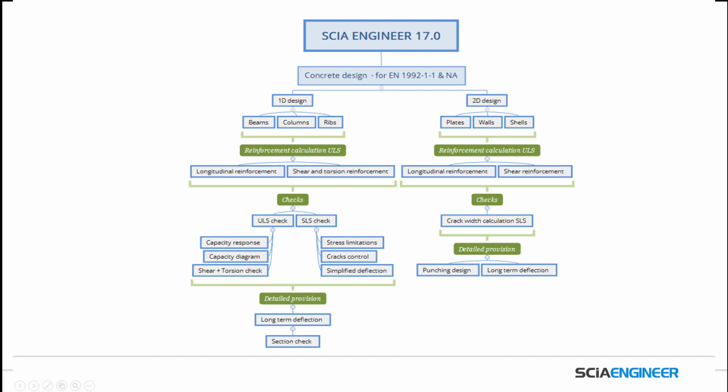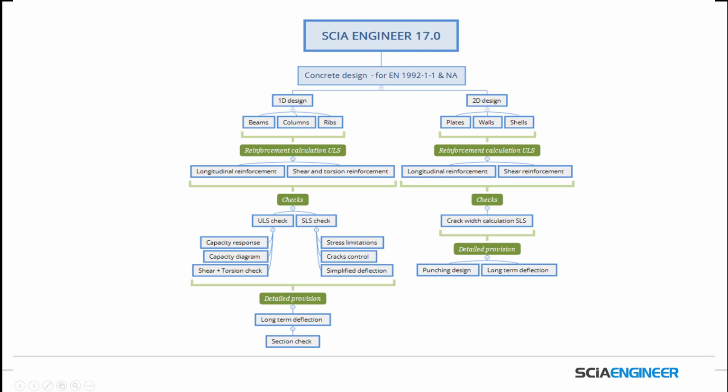Then we have a check for the shear and torsion. For the SLS calculation, you can do some stress limitation, crack control, and we have a very nice method for the calculation of the deflection, which is very simplified, very simple, but it will not give you an accurate result because it's not like the CDD. It's something simple, but you can use it, of course. And with all those three checks from the SLS and ULS, you can design your structure for ULS and for SLS. For the 2D elements, you can do the same.